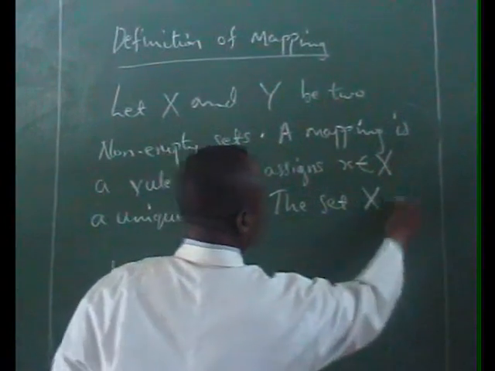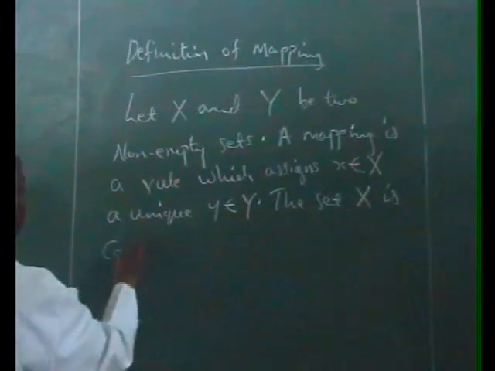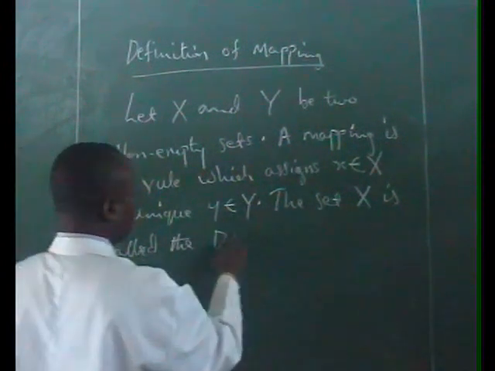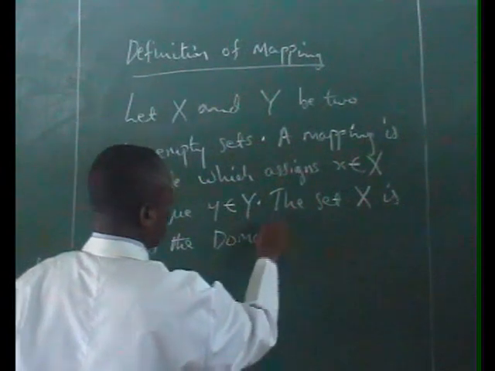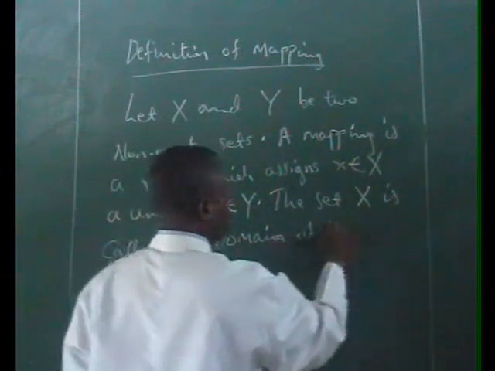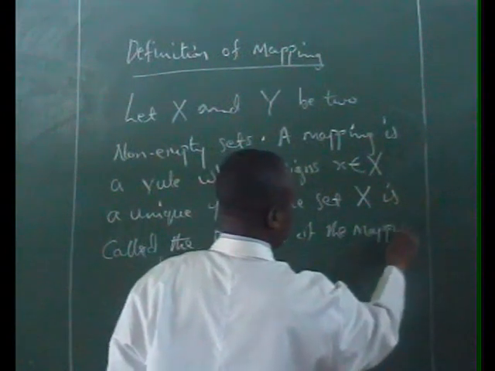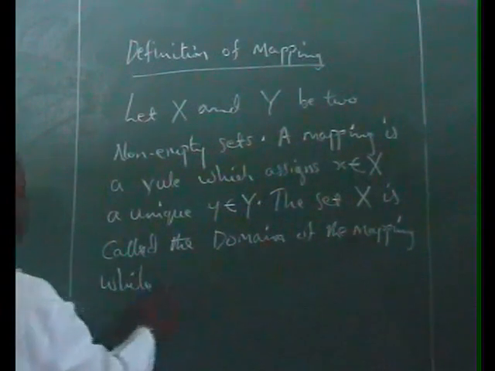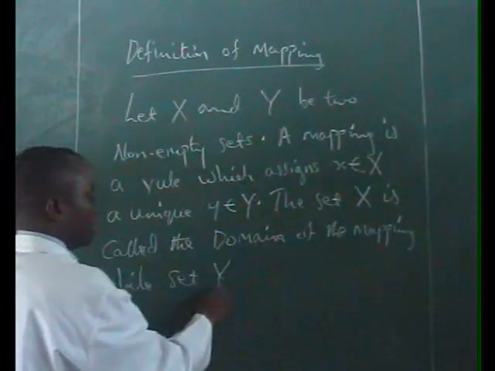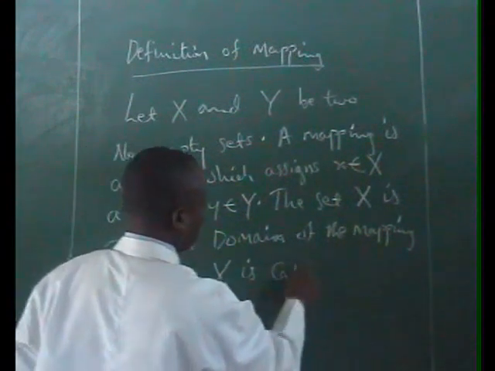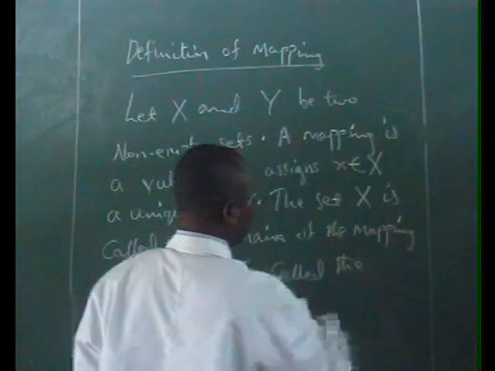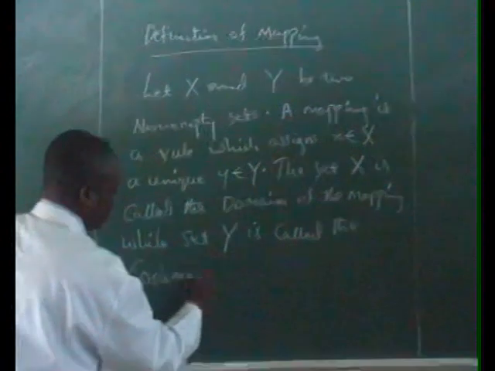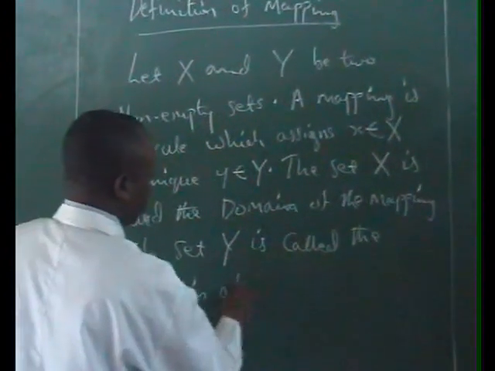The set X is called the domain of the mapping. Set Y is called the codomain. The codomain of the mapping.